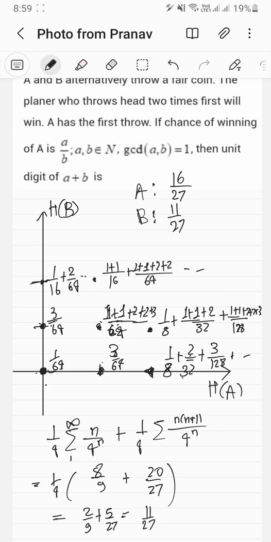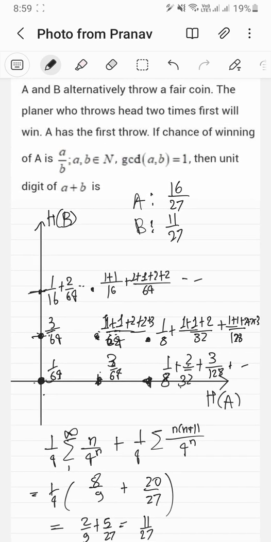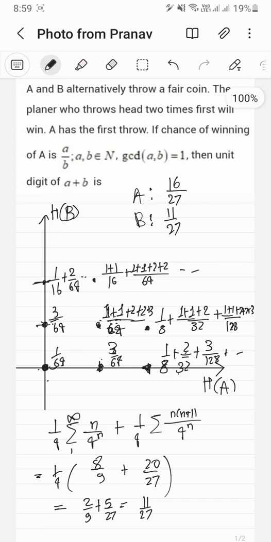I mean, I want to generalize this so bad, but I don't think it will actually do any good, because even if I generalize this, the formula that I will get is probably going to be even more complicated than actually doing this by hand. So I'll just leave it like that. 16 upon 27, 11 upon 27.